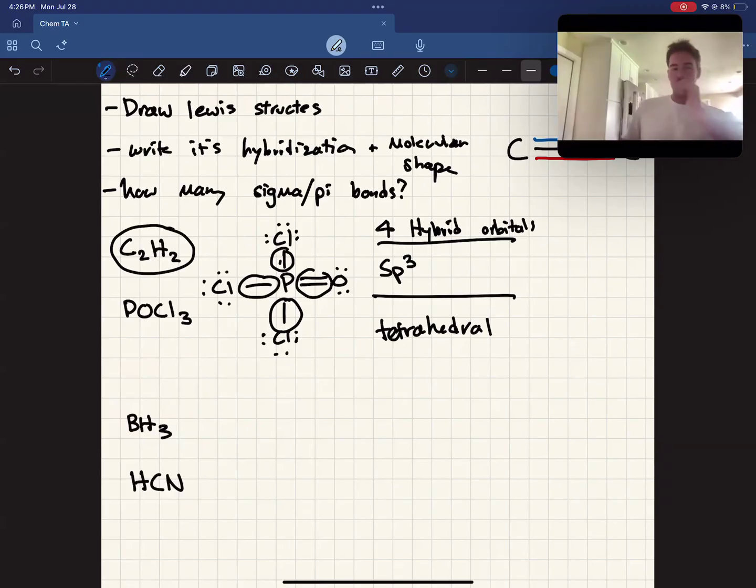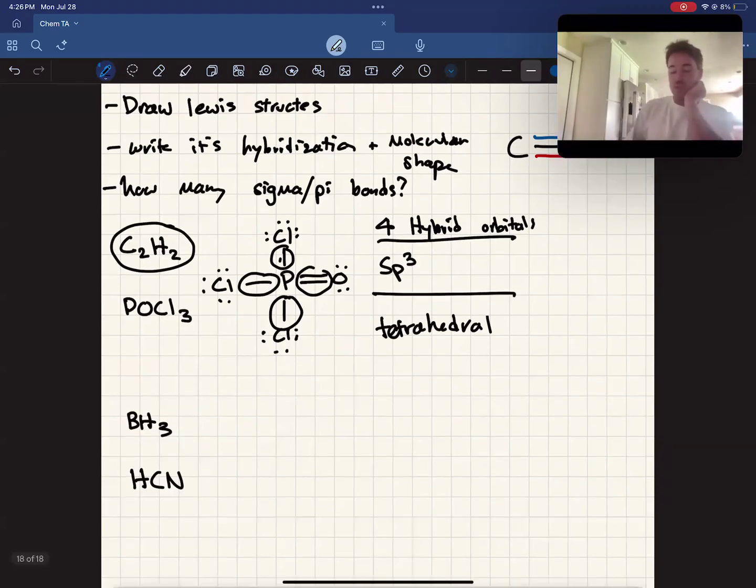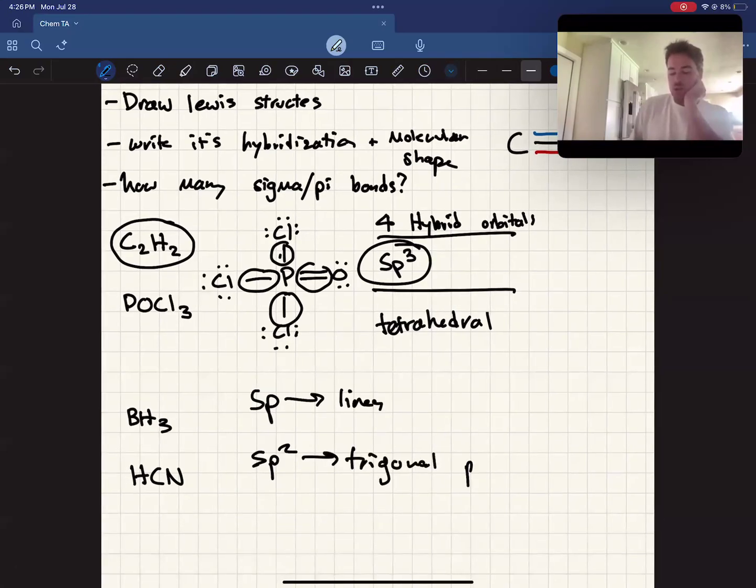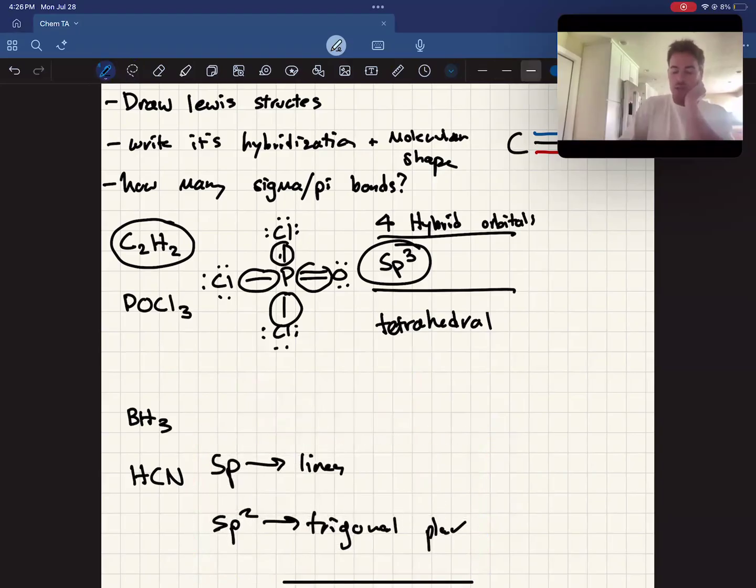The other ones, to note, if it's sp, it's always linear. sp2 is always trigonal planar, right? But sp3 can be tetrahedral. Sorry, I'm trying not to erase things as fast, just in case you want to write them down. It can be tetrahedral, it can be trigonal pyramidal, or it can be bent.